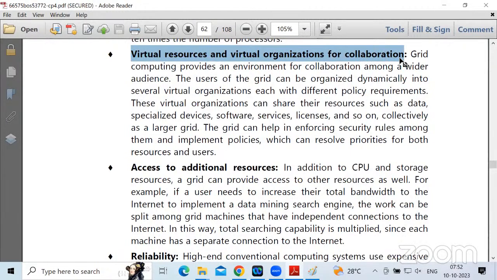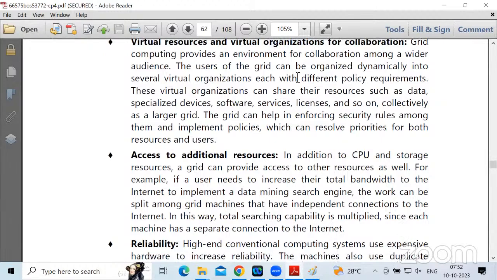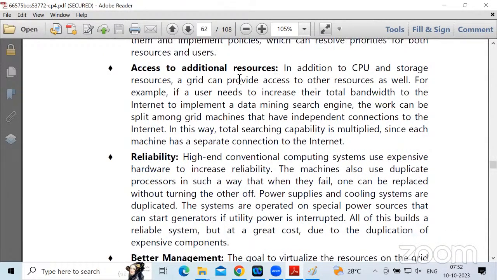Virtual resources and virtual organizations for collaboration. Virtual resources can be created, like one computer can be divided into 100, 100 can be consolidated into one, and similar kind of things can be done for the purpose of organization. Virtual organization means you can create an organization itself over the computers virtually and collaborate. Access to additional resources, naturally.